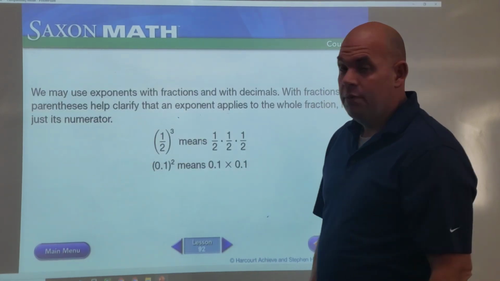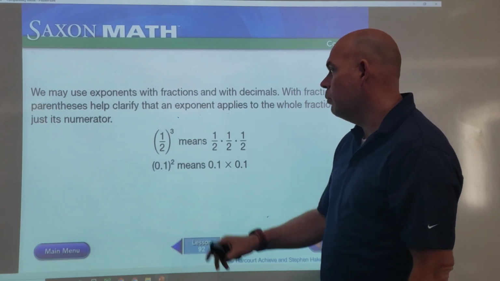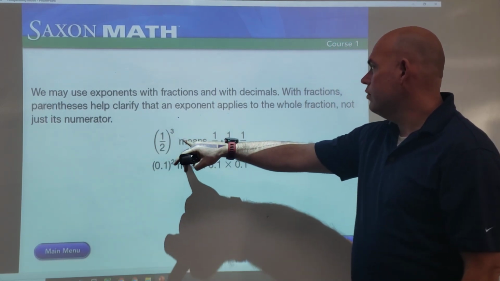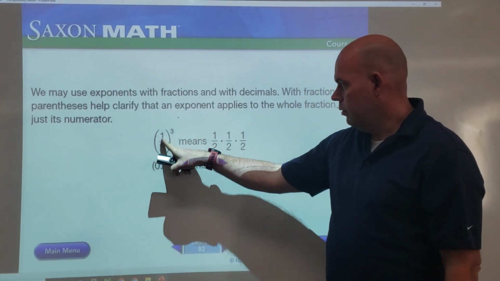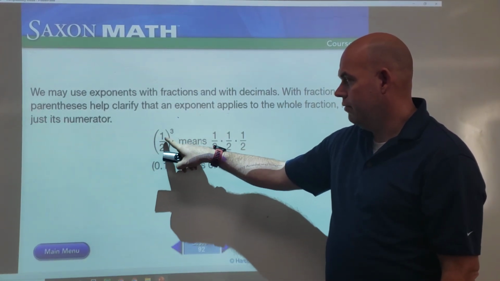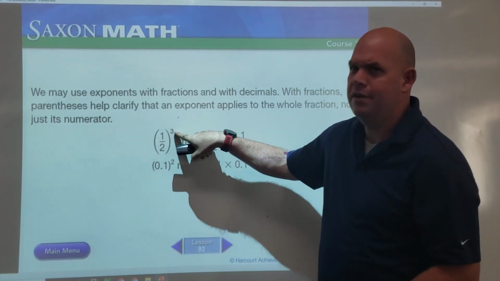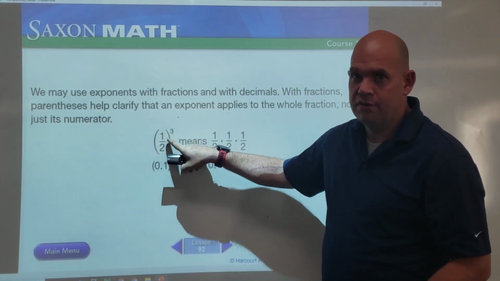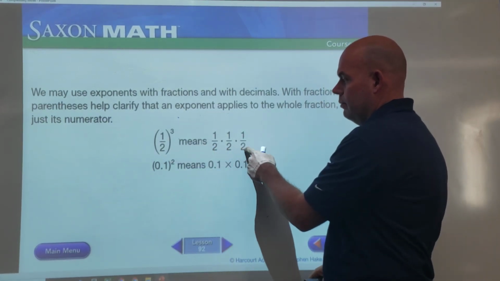Okay? Finally, now the third part of today's lesson, we're looking at exponents. And we have never done this before. We're using exponents with fractions and decimals. That means that, like in 1/2 cubed, when you have an exponent, that's just times the same number, right? It's not times 3, it's times whatever's in that parentheses. So in this case, it's 1/2 times 1/2 times 1/2.